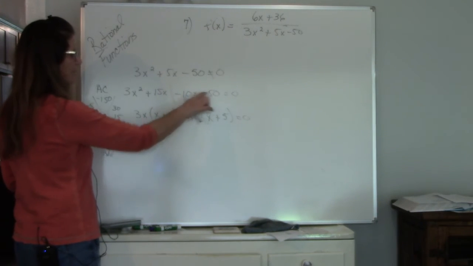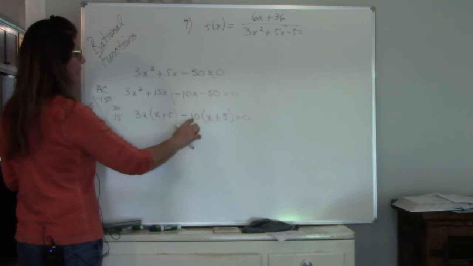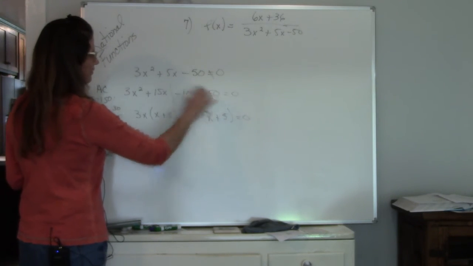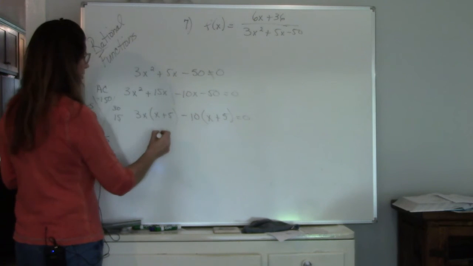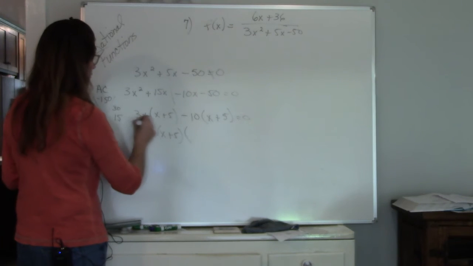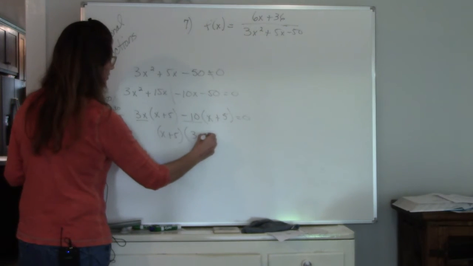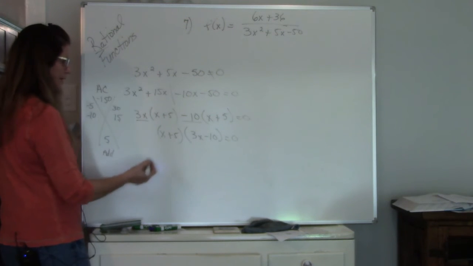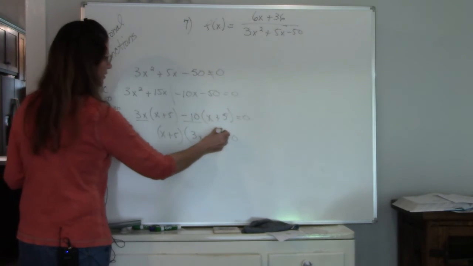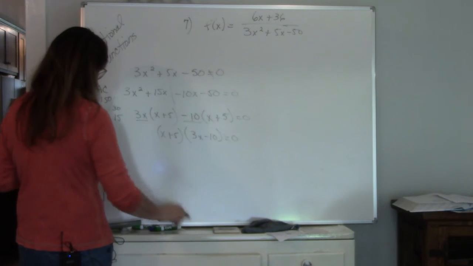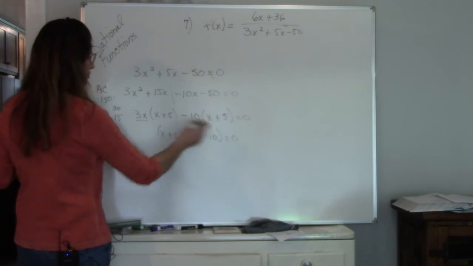All right? And if you want proof, negative 10 times x is negative 10x. Negative 10 times 5 is a negative 50. So now I'm going to factor out what's in common of x plus 5. What's left goes in the other set of parentheses. Okay, and now I'm going to set it to 0. Remember, it's can't equal 0. My pen is starting to die. And now I'm going to solve for both.